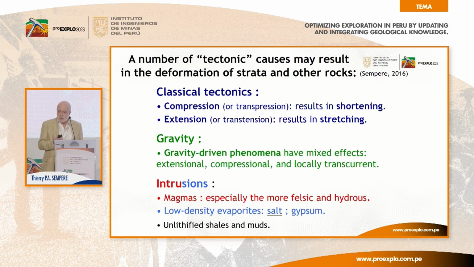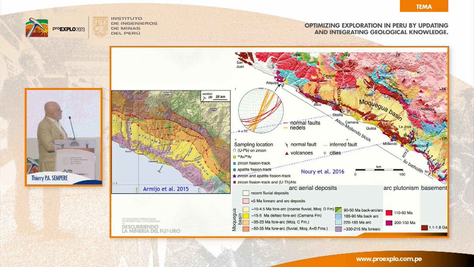And there are also magmatic intrusions, evaporite intrusions, and in some cases shales and muds, which is not much. But here I will devote the talk to extension, a little bit of compression, and salt tectonics. I will give you an example from southern Peru. This is a map published in 2015 by Chilean geologists who have never worked in the area except through publications or publicly available information.